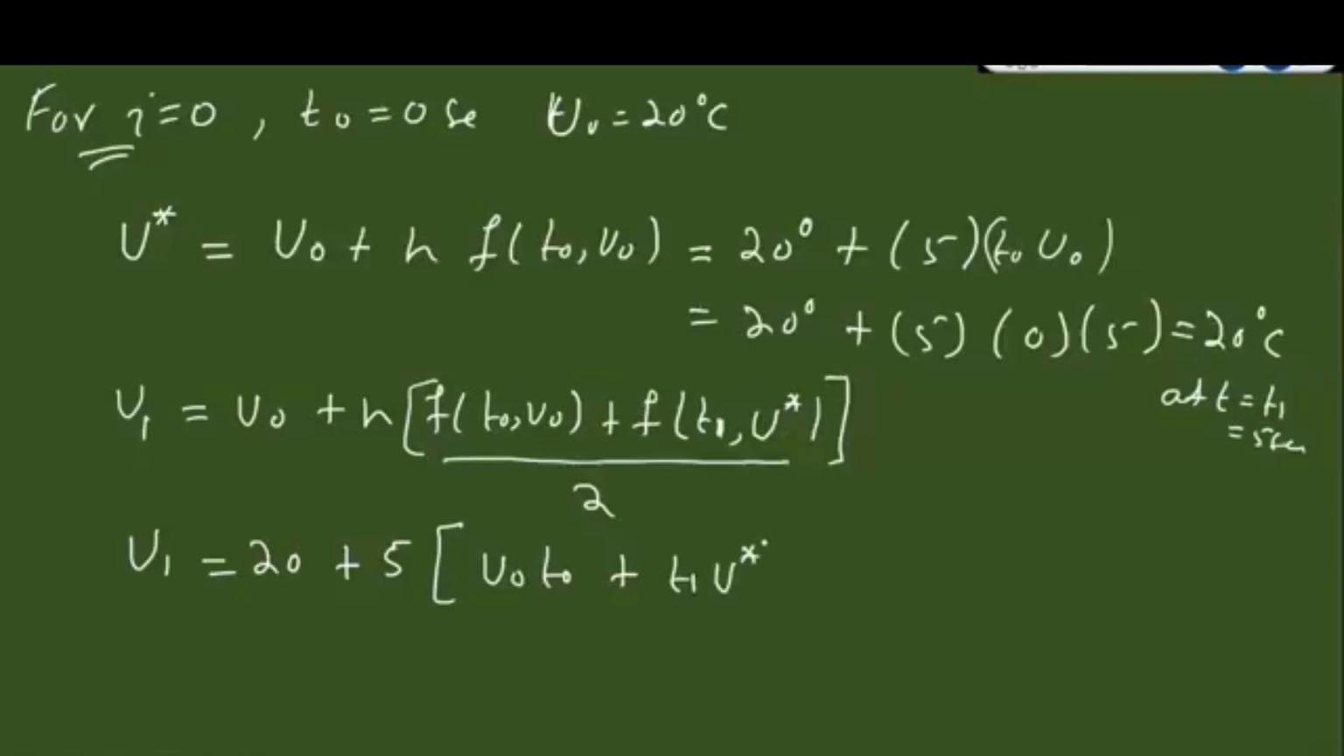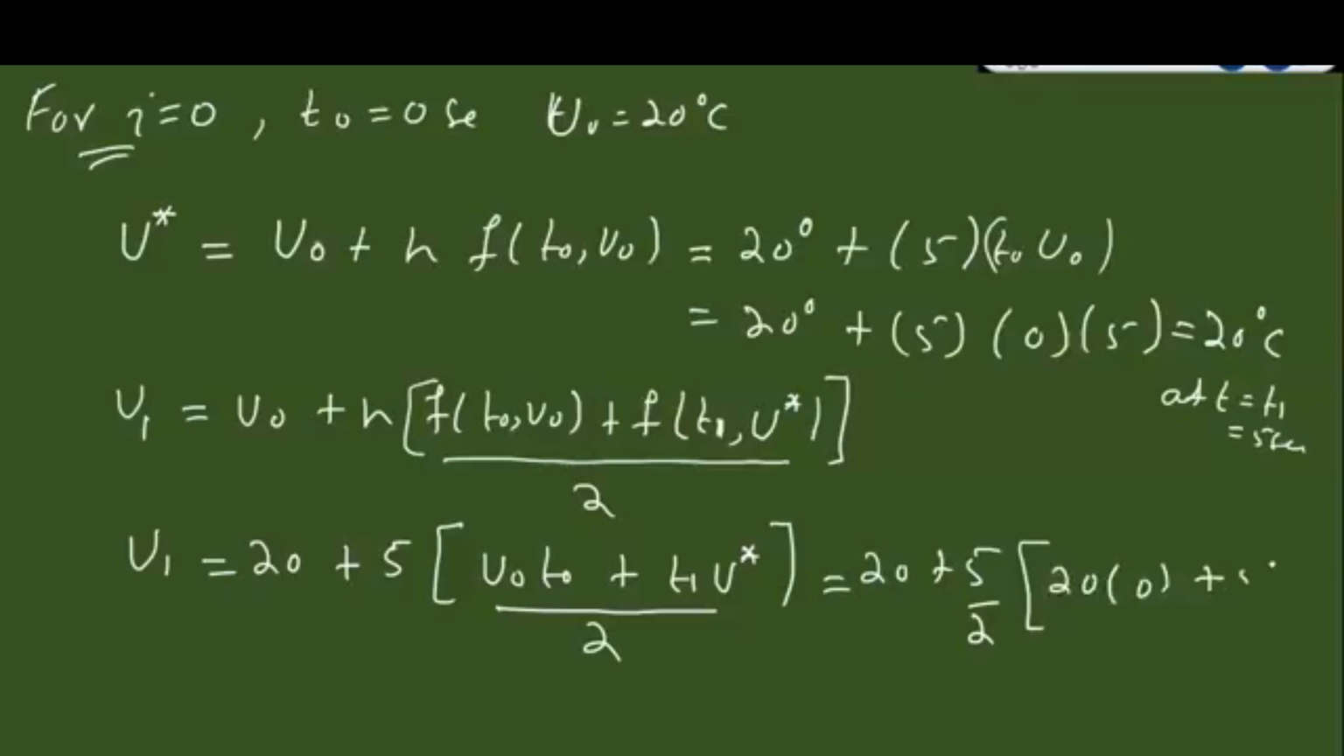There it is 20 degrees, and whatever the answer is, it depends. This is the only difficult part, because every problem has its own right hand side, so the right hand side changes accordingly. So the final answer is 20 plus 5, maybe I can put 2 here. Whatever is left: u naught is 20, t naught is 0, plus t1 is 5, and u star is 20. Now you just need to evaluate the solution.